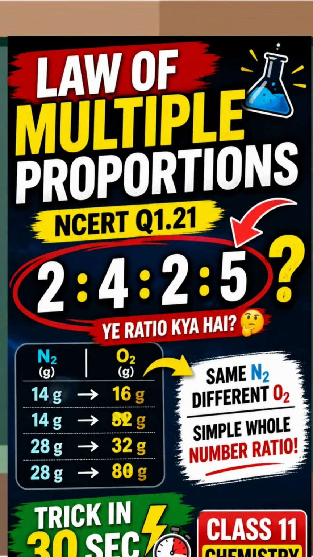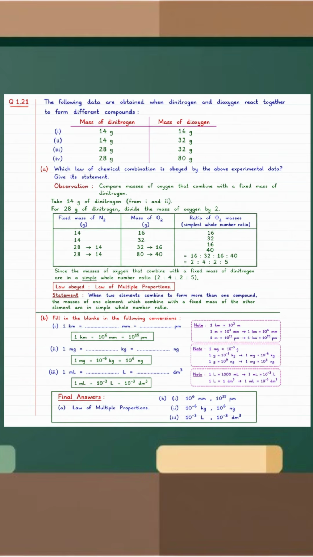We are given experimental data for reactions between dinitrogen and dioxygen forming different compounds. We have to analyze the data and identify the law of chemical combination, and then solve unit conversions. Let us start with part A. We are given masses of dinitrogen and corresponding masses of dioxygen. Our goal is to find which law is followed.